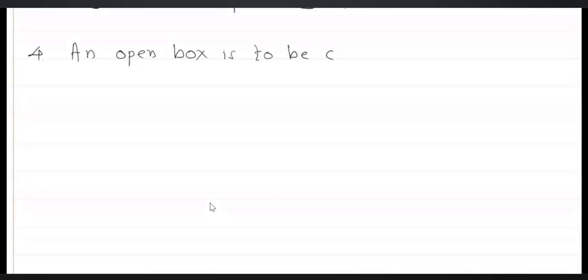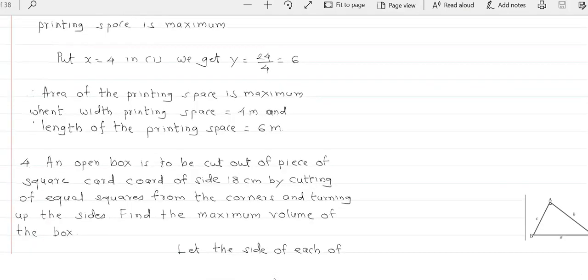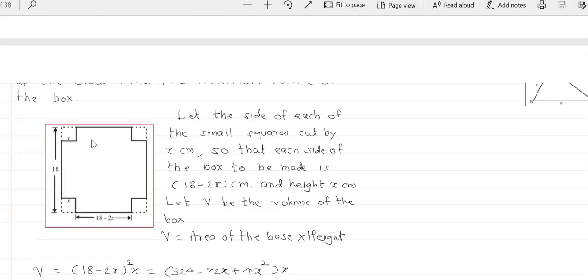Next is the fourth problem. Before that we will see here first: an open box is to be cut out of a piece of square card of side 18 centimeter by cutting off equal squares from the corners and turning up the sides. Find the maximum volume of the box.